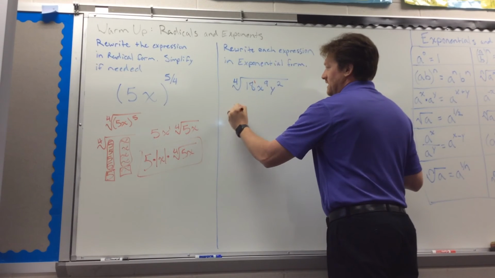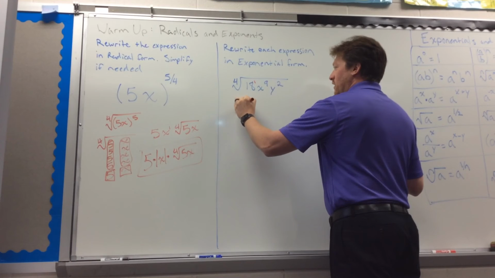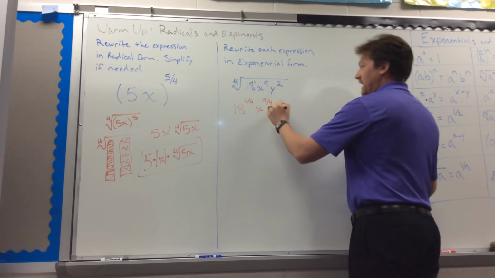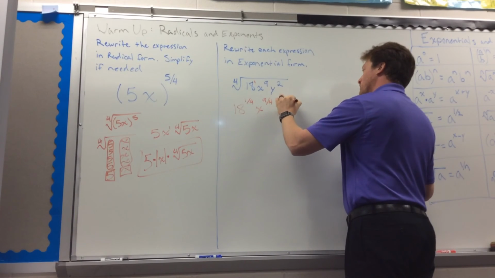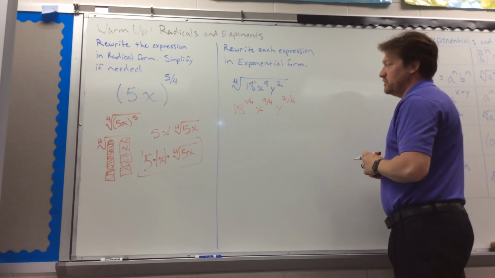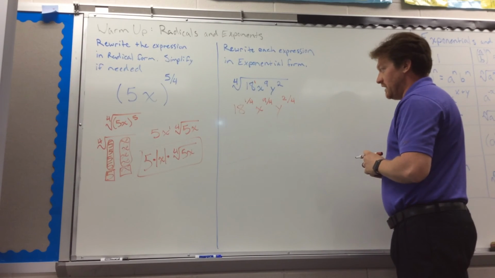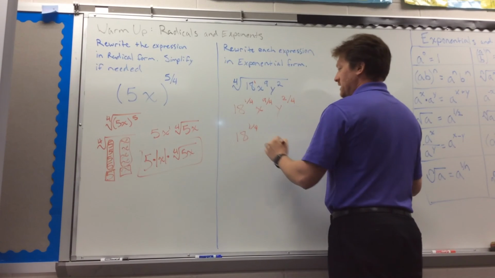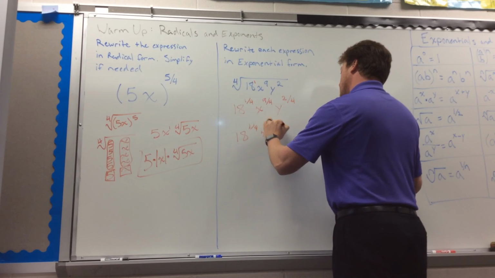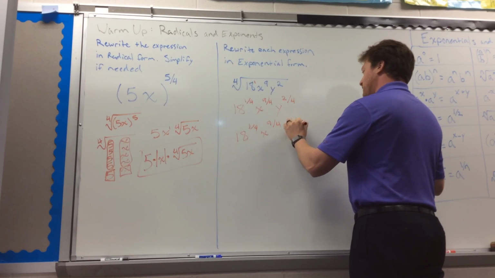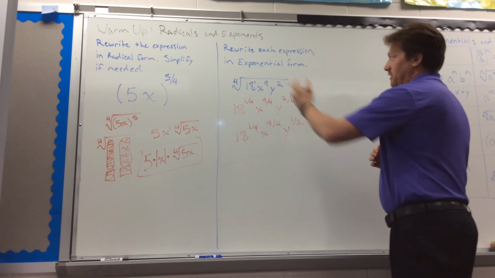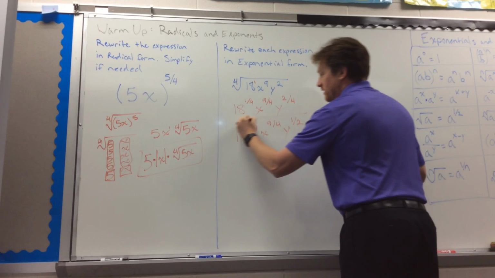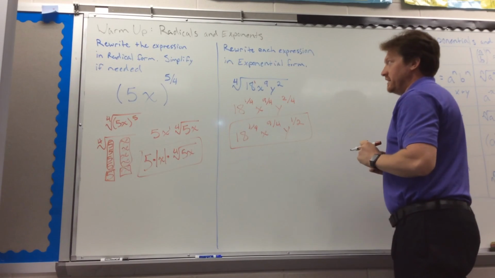So that's going to leave me with 18 to the 1/4 power, x to the 9/4 power, and y to the 2/4 power. If there's a fraction that can be reduced, you want to go ahead and reduce it, and then there's your final answer. So I've got 18 to the 1/4 power, x to the 9/4 power, and then you're left with y to the 1/2 power. That takes it from radical form to exponential form. And that takes care of our warm-up for today.